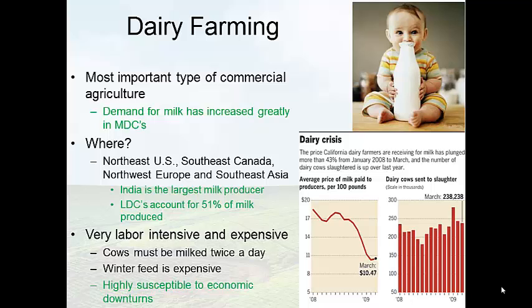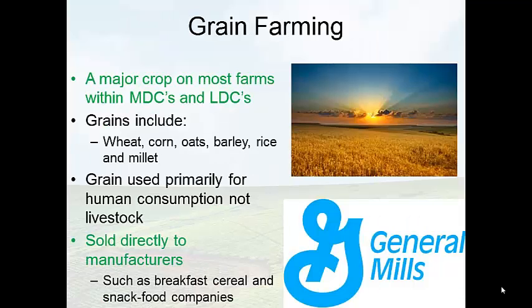The problem with dairy farming is it's very labor intensive and very expensive. Cows must be milked twice a day, and the winter feed for cows is very expensive. And also, and I mentioned this in class, milk is highly susceptible to economic downturns. When the economy goes down, well, you don't need milk to survive, right? So people aren't going to buy it. When the economy's on the up, well, people buy milk. They can afford it. All right, let's go on to grain farming.